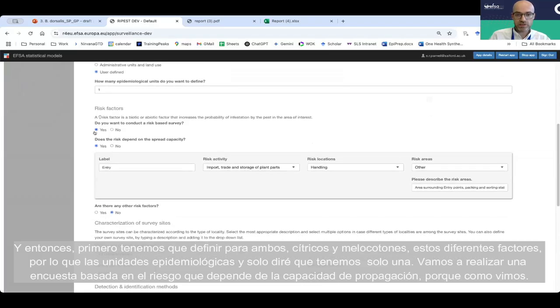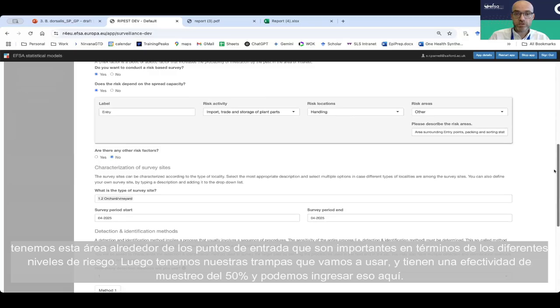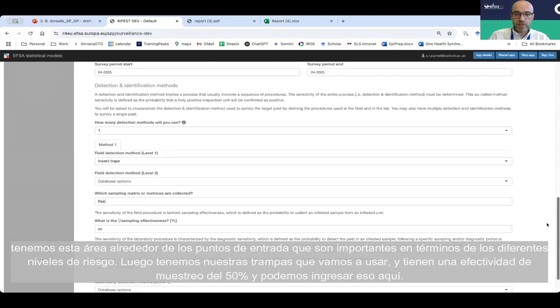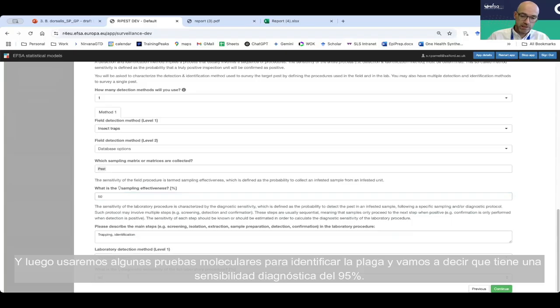We're going to conduct a risk-based survey, which depends on the spread capacity, because as we saw, we have this area around the entry points that are important in terms of the different risk levels. Then we have our traps that we're going to use, and they have a sampling effectiveness of 50%, and we can enter that here. And then we'll be using some molecular testing to identify the pest, and we're going to say that that has a diagnostic sensitivity of 95%.